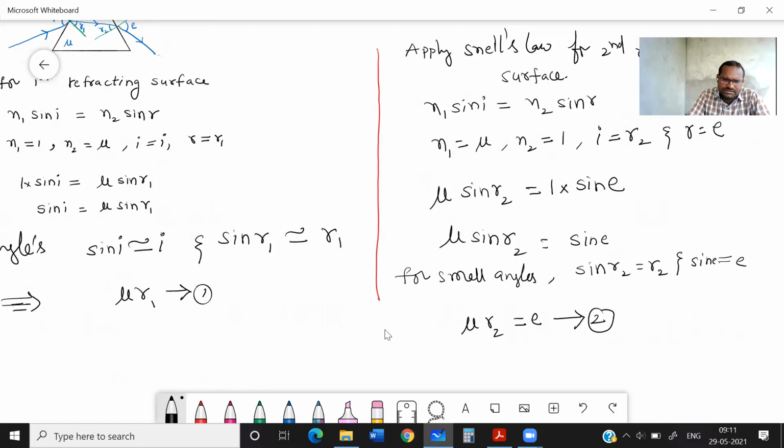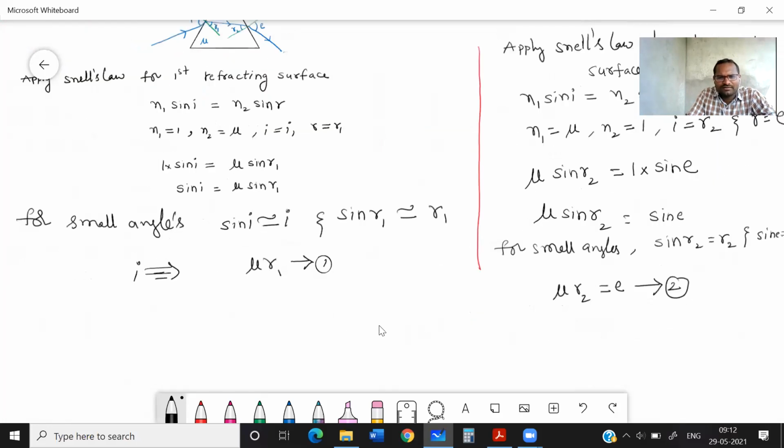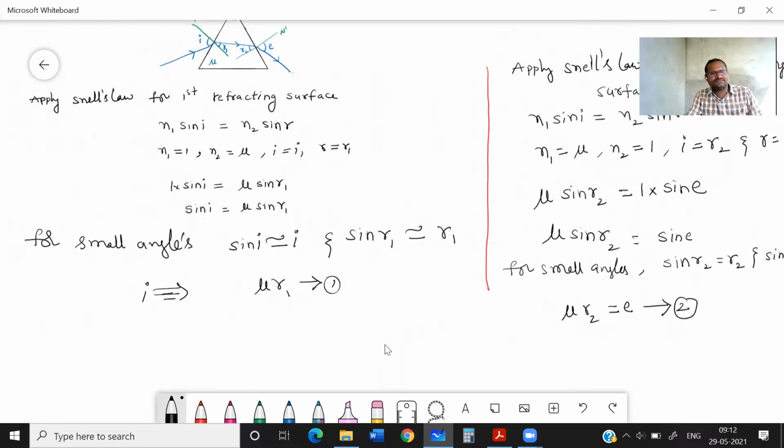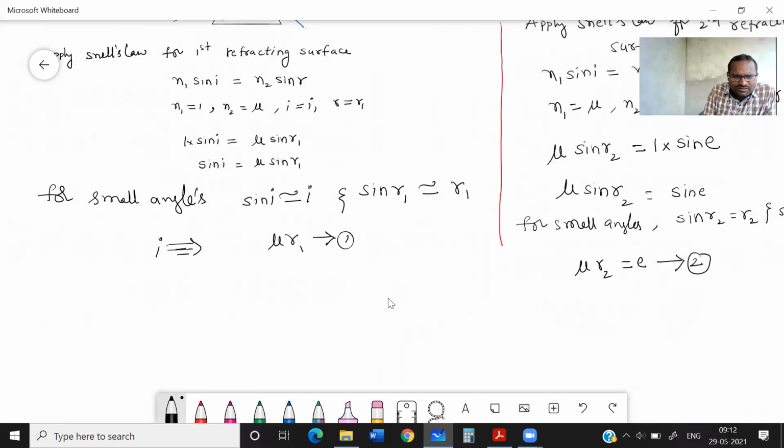Yes. Now from the previous derivation for the deviation angle, we know A plus delta is equal to i plus E minus (R1 plus R2). Do you remember this equation? Yes. This we have derived.